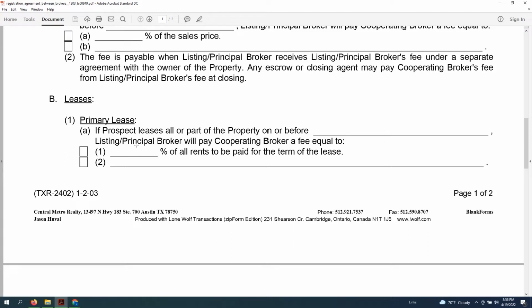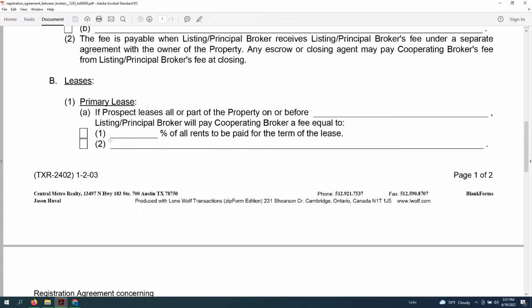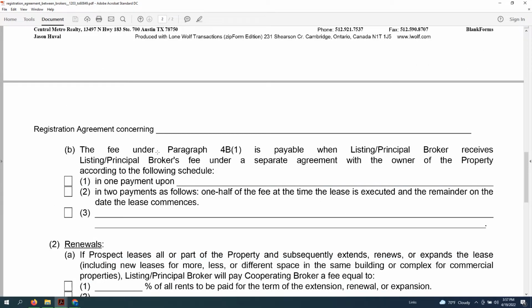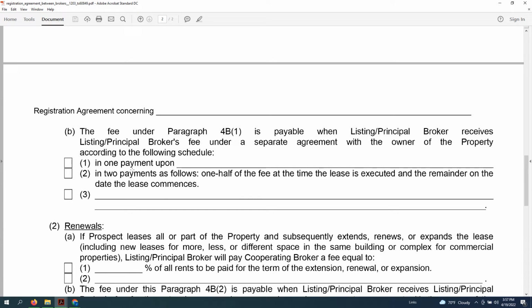Typically with a lease, the property may not still be around. But just something to consider again for pushing that back, pushing that out. Percentages of the lease or flat fee. Then it also talks about how it's going to be paid: in one payment upon lease signing or move in or 30 days after move in, some version of that, or in 2 payments, half of the fee at the time the lease is executed and the remainder at the date the lease commences.